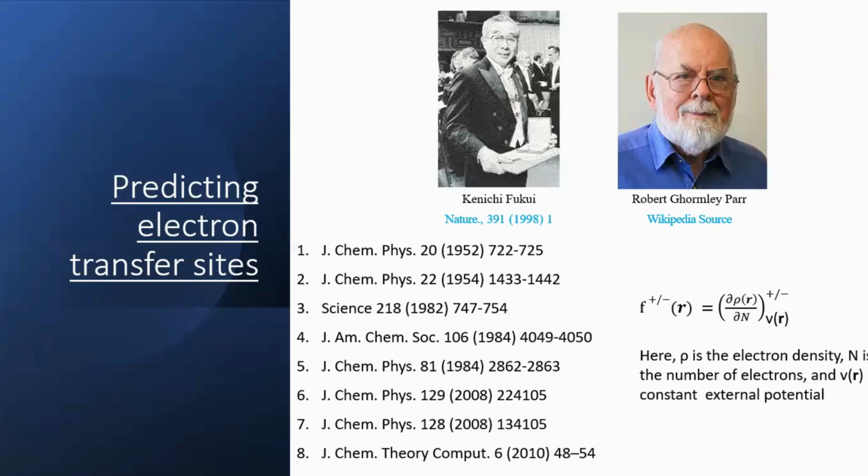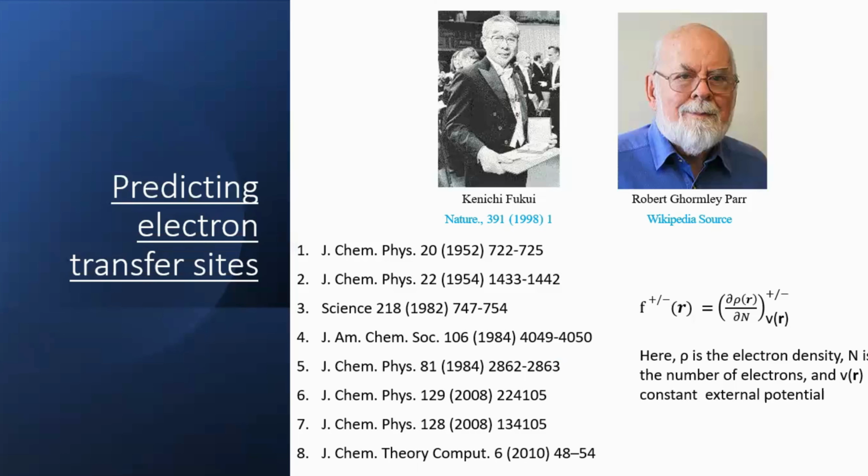Later, after the development of density functional theory, Professor R.G. Parr, who is also from the USA, started to use conceptual density functional theory parameters for understanding the electron transfer parameter. What Kenichi Fukui was saying is that before the electron transfer process, where the electron can jump or where an electron can be received by a molecule, that is nothing but the HOMO-LUMO concept.